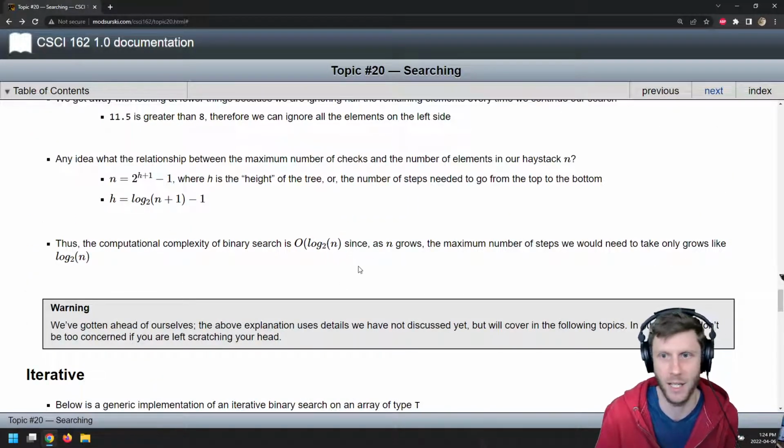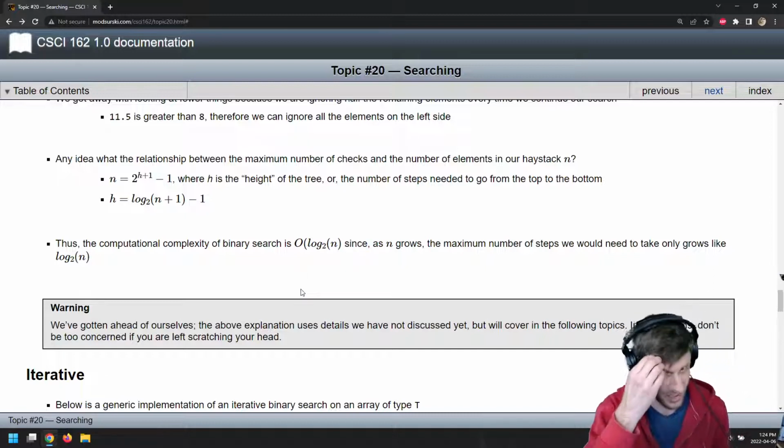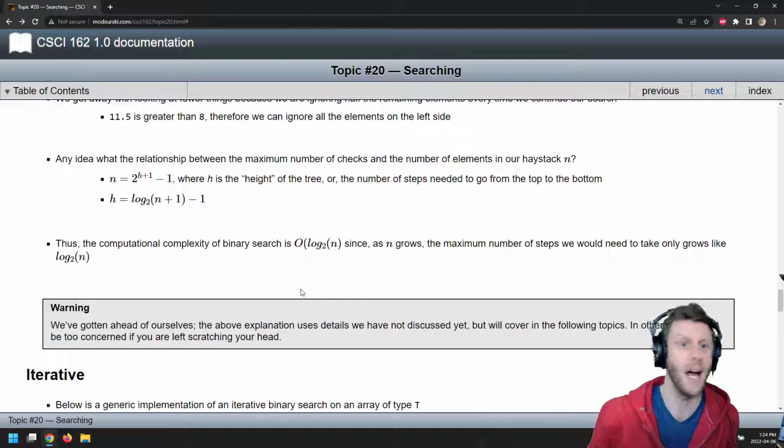Uh-oh, there's a bug. Someone can go fix this. Here's an easy PR. We're missing a bracket or a parenthesis here. Look at that. Someone go make a PR real quick. Whoever's first gets it.